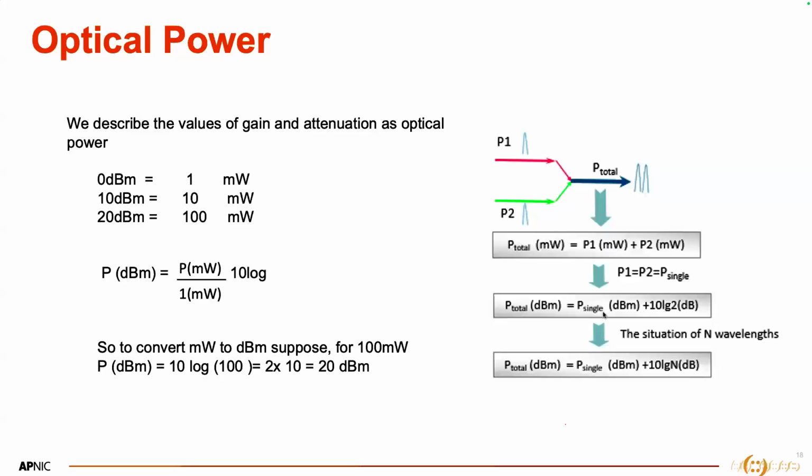As you can see in the diagram, P1 is one lambda, P2 is another lambda. When they are multiplexed, the total value of lambda is P total, where you can see both the lambdas are there.